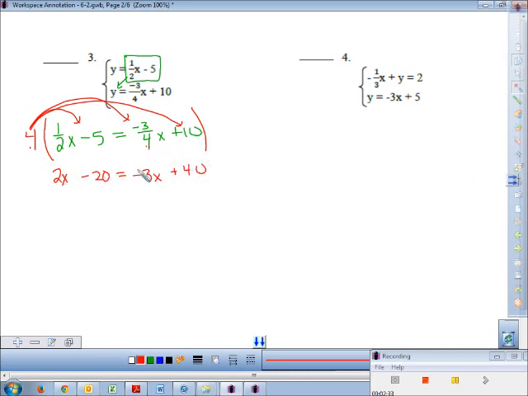Now this red equation is much easier to solve than that green one. So we will solve it. Let's get all our x's on one side. 5x minus 20, and then add 20 to both sides.